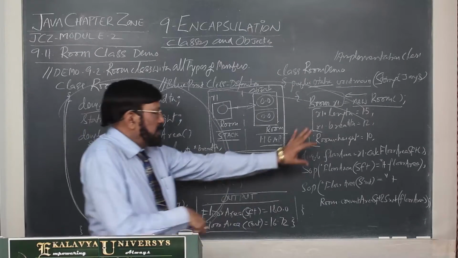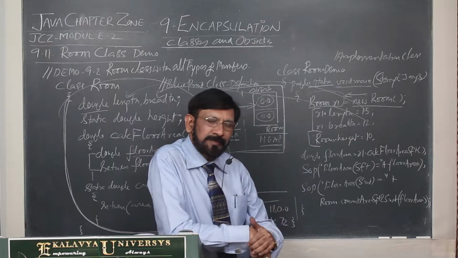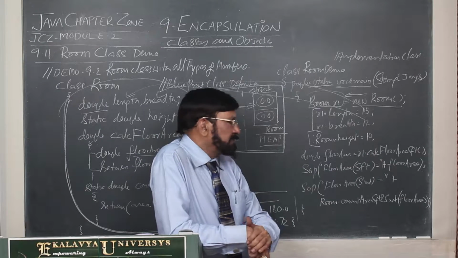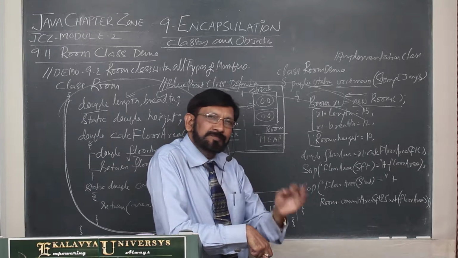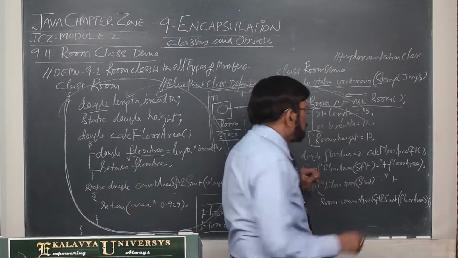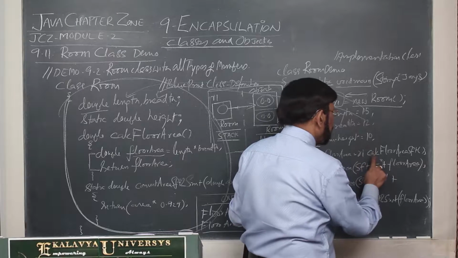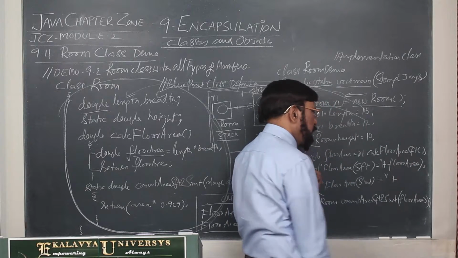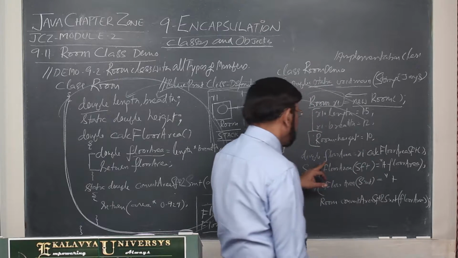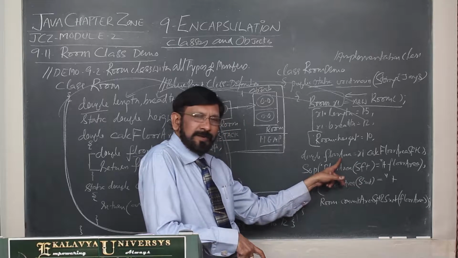Now, after initializing two instance variables and the static variable, let us call the instance method. Instance method, object oriented method, so via object only we can call. So how am I calling? r1.calculateFloorArea() I am calling, and that returns the value and it is assigned to floorArea.